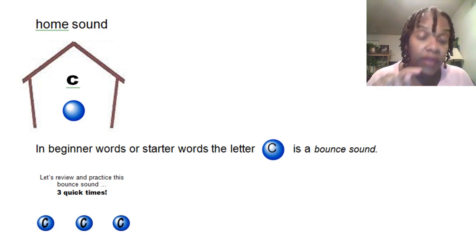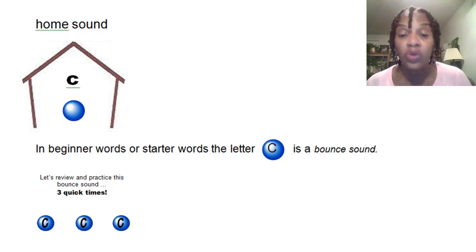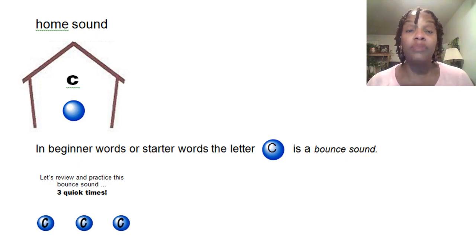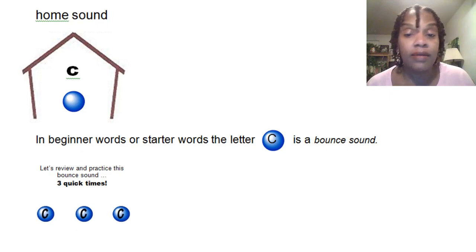So in beginner words, or I should say starter words, whenever you saw the letter C in a word, it was a bounce sound, right? And it makes that hard sound. K, k, k. You try it. K, k, k. Unless it was formed with a partner H, right? And we learned about the ch sound that CH partners make. But by itself, when it's not partnered with the letter H, the letter C makes the k sound, right? All right then.